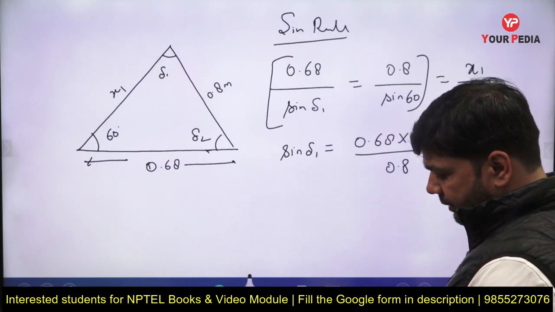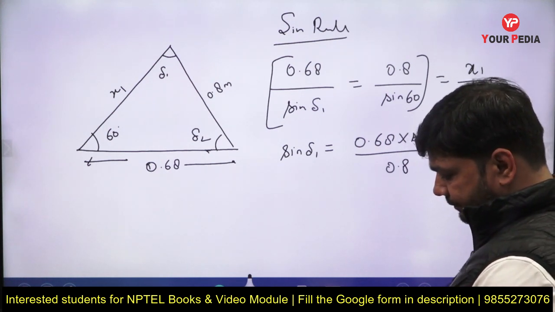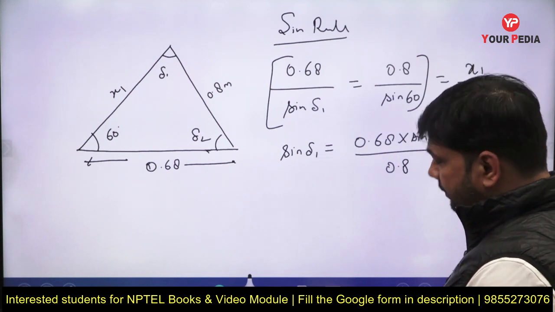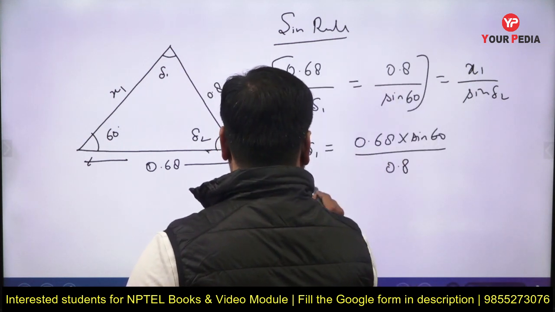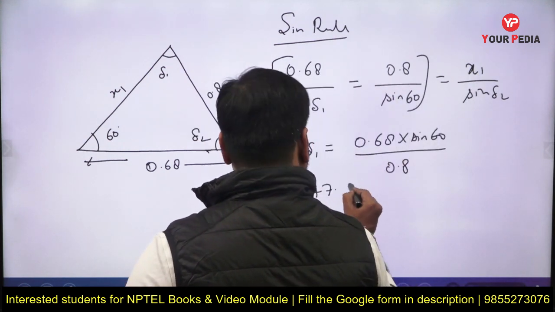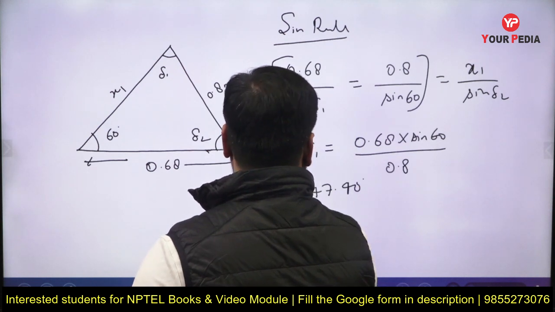Okay, so the value of 0.68 multiply by sine of 60 divided by 0.8, that came to be, so here the sine delta came to be 47.40 degree. Here the delta 1.